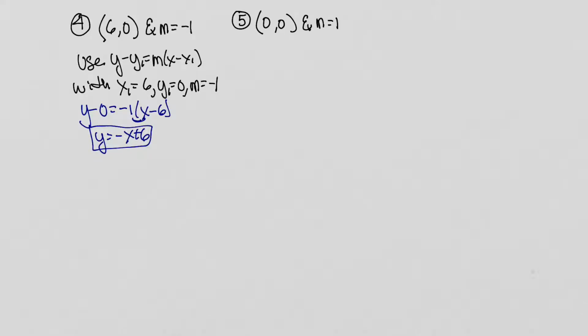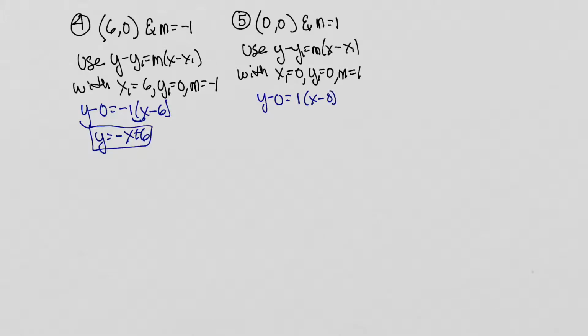And here, number 5, we're given this point here, which is the origin, and a slope of 1. So let's use the point-slope form. Here's our template. y minus y1 equals m times x minus x1 with, all right, x1 is 0, y1 is 0, m is 1. So let's substitute these values into our template. So we'll get y minus 0 is equal to m, 1, x minus 0. We'll get y equals, and then just 1x, or how about just y equals x?